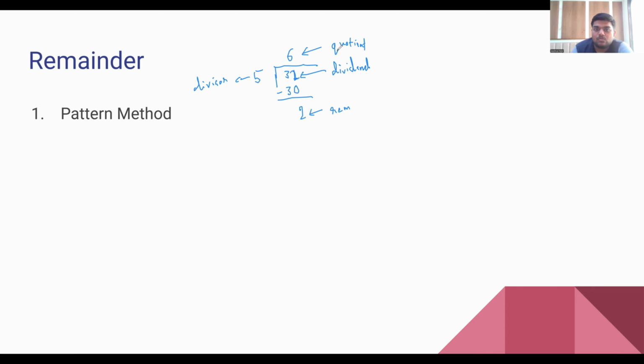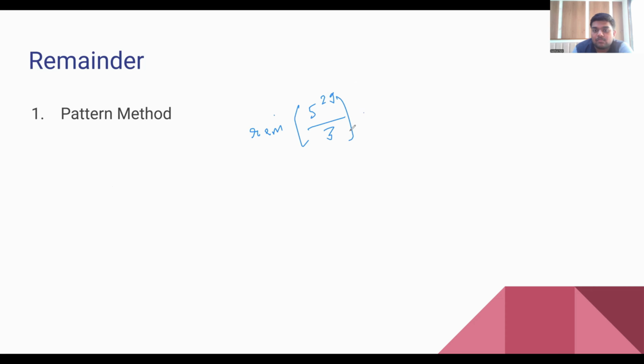Okay. So now let us look at how to find the remainders for some specific cases. So see, the first and foremost case is the pattern method, wherein it is easier to find out the pattern directly looking at the question. So let us say we have a question of finding the remainder of 5 to the power 29 divided by 3. So we have to find its remainder. So here the base is odd and not a multiple of 3, right?